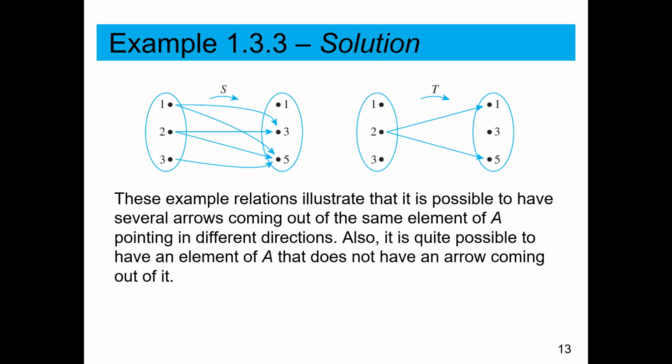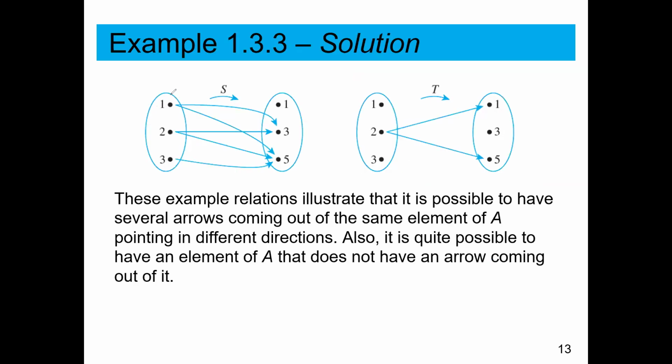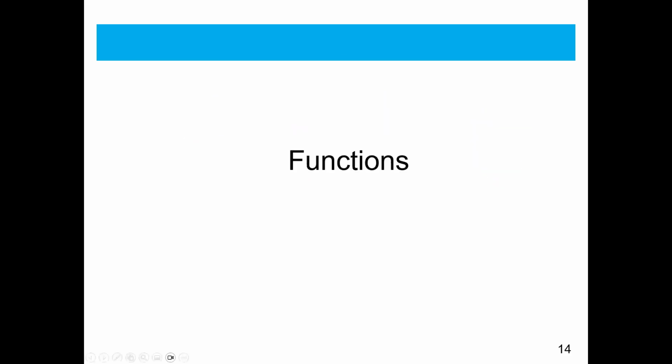All right, so that is relations. Now, relations on steroids are what are called functions. So, here's the interesting part about relations. I'm going to go back a second. Notice in this relation that 1 is related to both 3 and 5. Because 1 is related to two different things, and over here, 2 is related to two different things, we don't like that in the situation of functions.